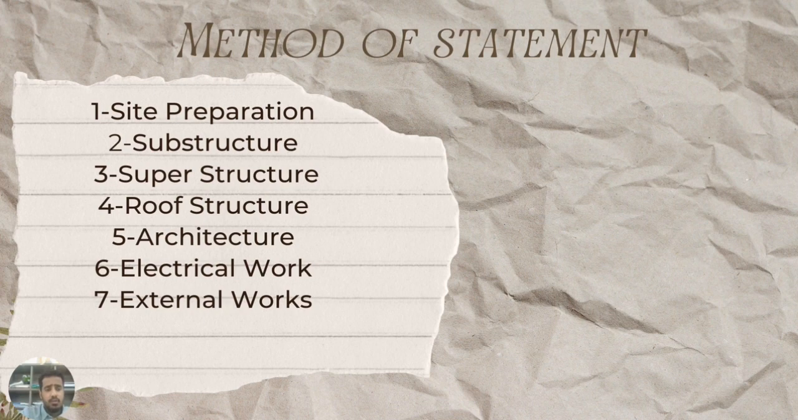Also, for roof structure, we have roof beam and grid line alignment and formwork and reinforcement bar and concreting. As well, for the roof structure, we have roof installation and installing roof trusses, also installing roof tiles. We have also architecture and electrical work and external works.